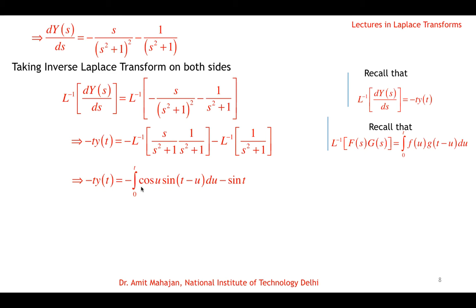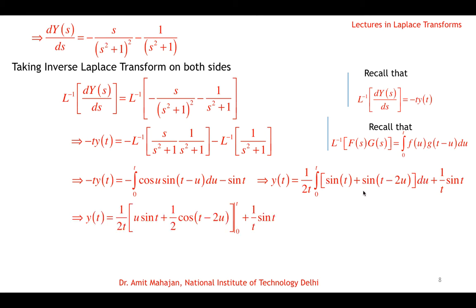It is of the form 2 sin a cos b. If I multiply and divide by 2, I can write it as 2 sin a cos b and then rewrite this, also dividing by minus t. Then just integrate this. The integration is with respect to u, so sin t is like a constant here, so we get u sin t, and for this function we have a cos. The integral of sin is minus cos, divided by minus 2, which becomes plus half. Then put the upper limit minus the lower limit.